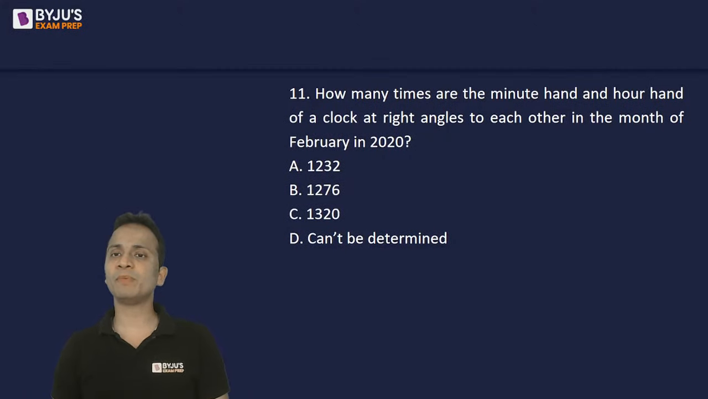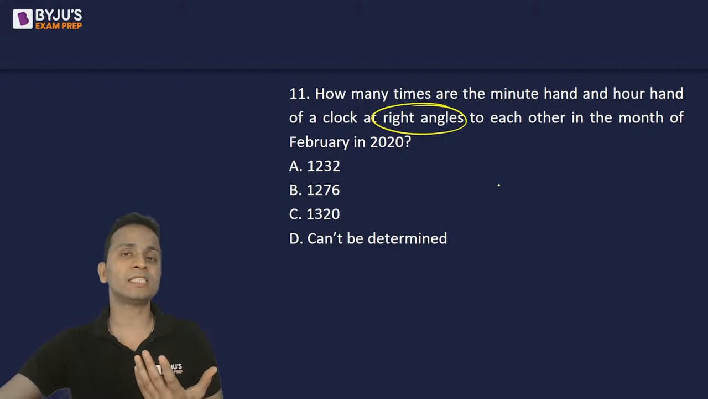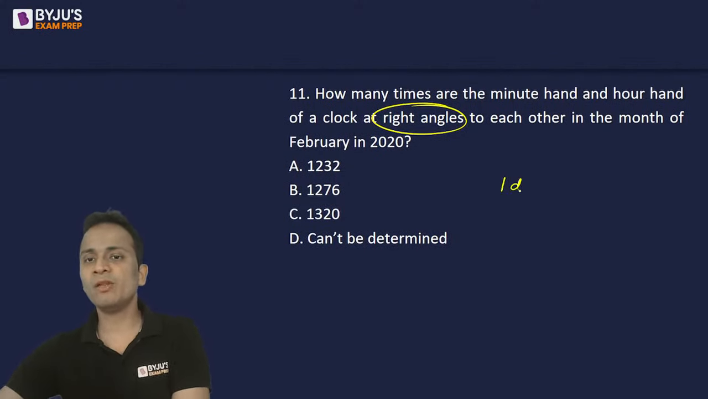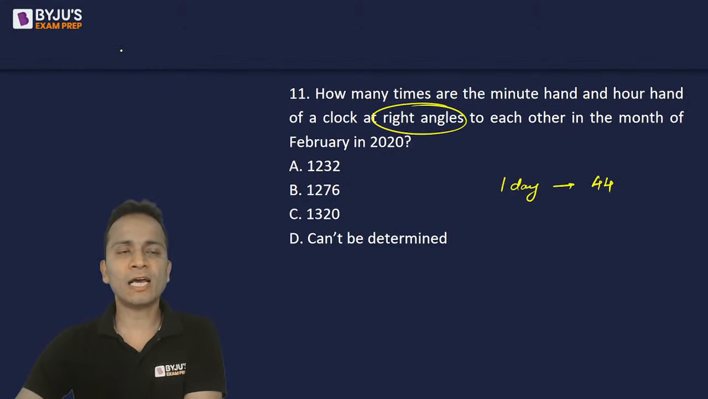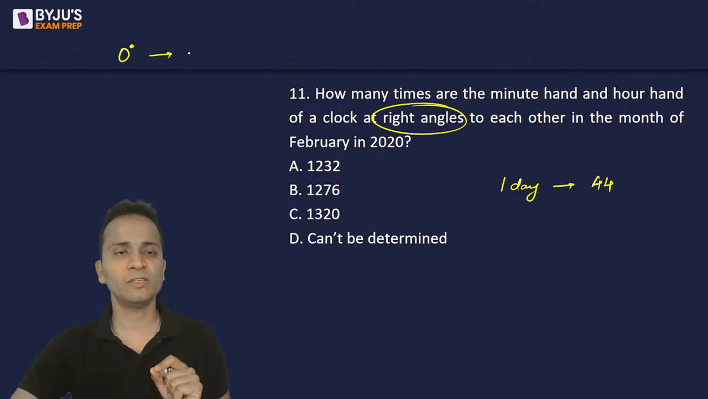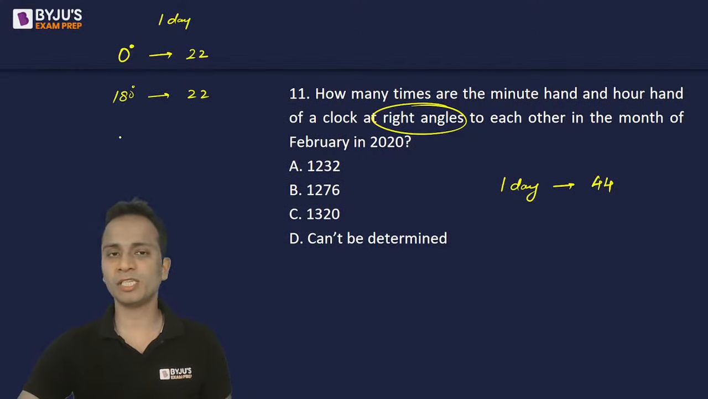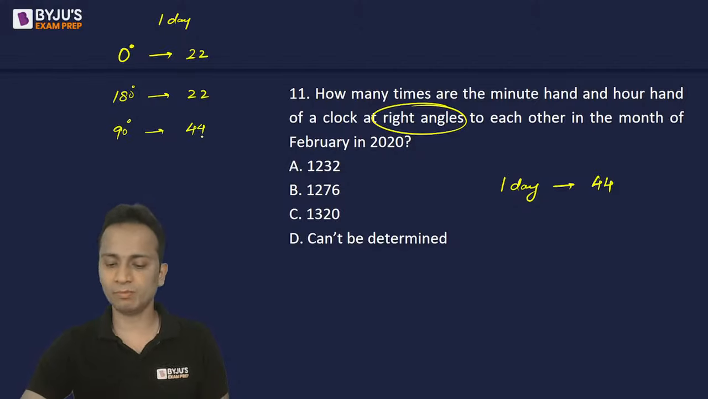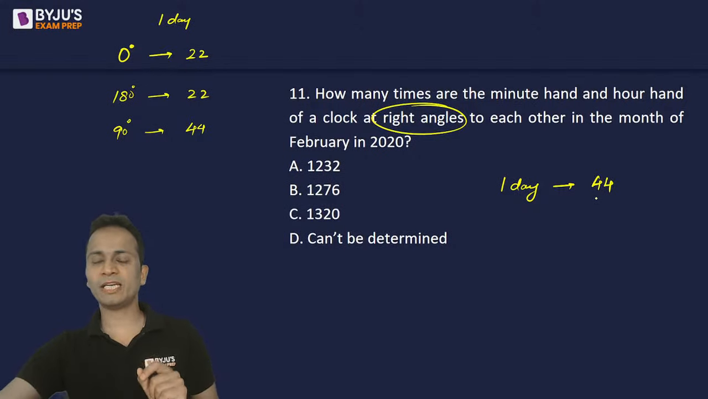Chaliye, this question, how many times minute hand and hour hand of a clock are at right angles? Now, first of all, we'll have to find out how many times the hands are at 90 degrees with each other in one day. In one day, this happens 44 times. I'll write a few things. The angle between the minute hand and hour hand is 0 degrees 22 times in one day. Similarly, a 180 degrees angle happens 22 times in a day, and a 90 degrees angle happens 44 times in a day. So in one day, the number of times 90 degrees happens is 44.